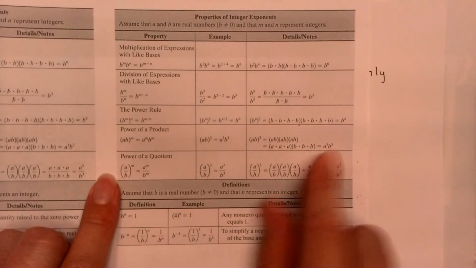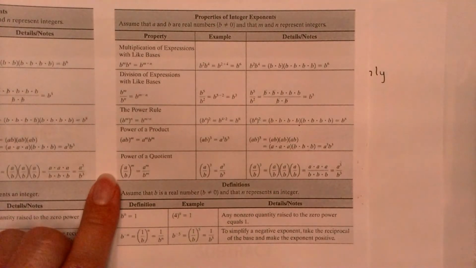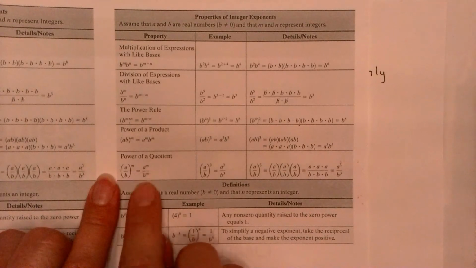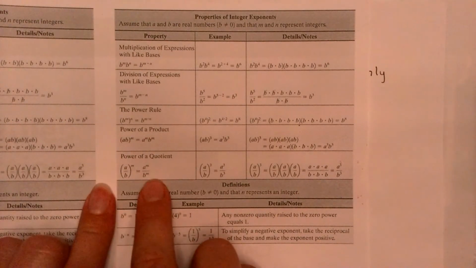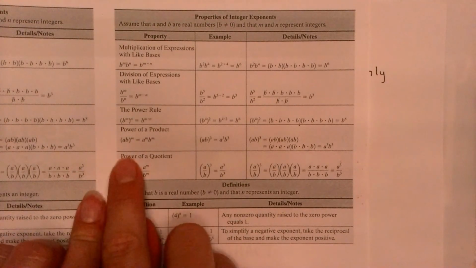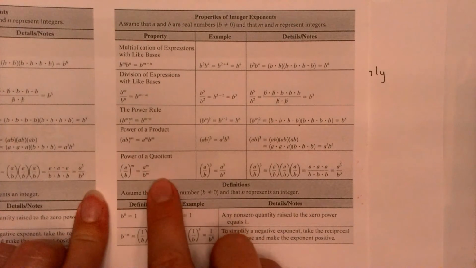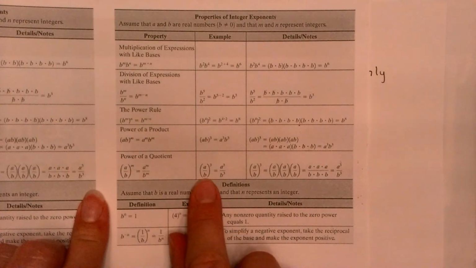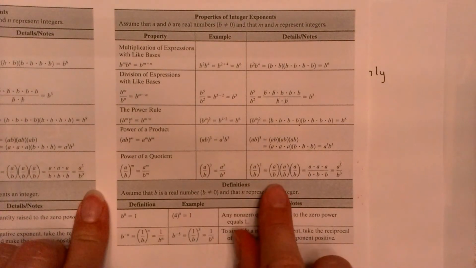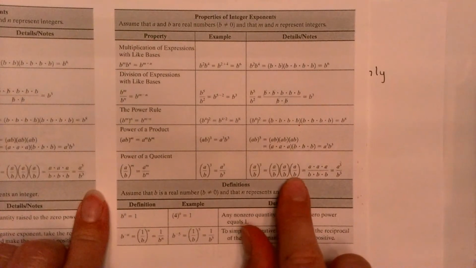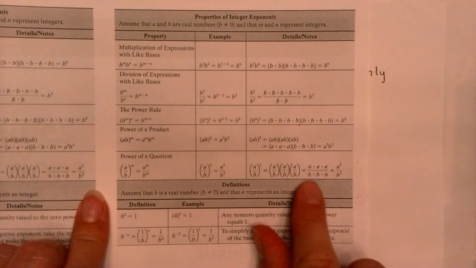Same idea when we have division. The bases are different here, okay? So I keep the numerator, I keep the denominator, but I give each one the power. Same as the roots. When I had the square root of a over b, I had the square root of a over the square root of b. So same rules as our roots. So here's an example. A over b to the third is the same as a to the third over b to the third. If we write that out, a over b 3 times, we have a to the third and b to the third.